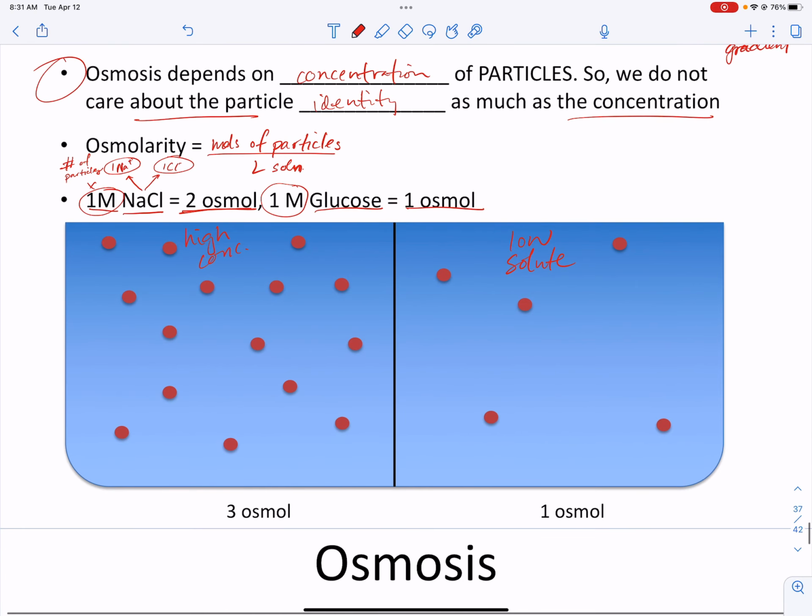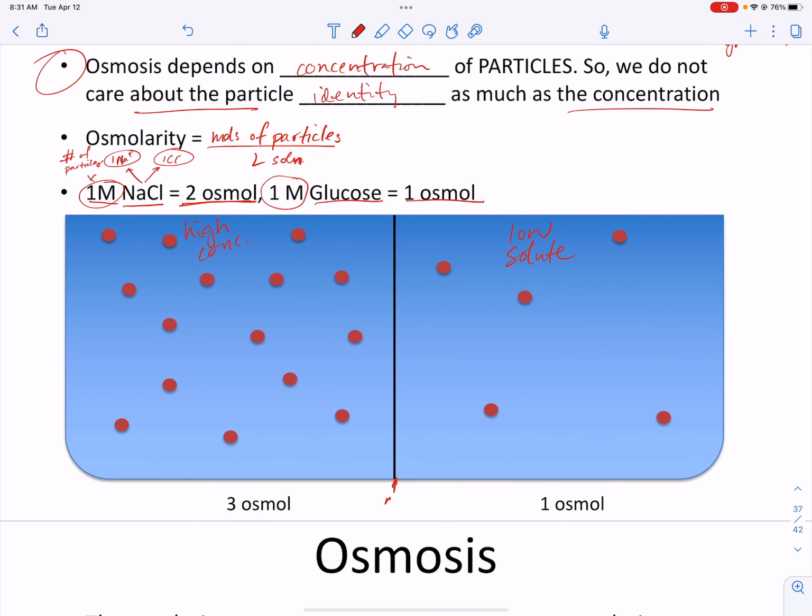Look again at these two solutions separated by this semi-permeable membrane. On the right side, the concentration of particles is 1 osmol. On the left side, the concentration of particles is 3 osmol. I want to define 2 quick words here. A solution with a lower osmolarity, we call hypotonic. A solution with a higher osmolarity, you probably can guess, we call hypertonic.